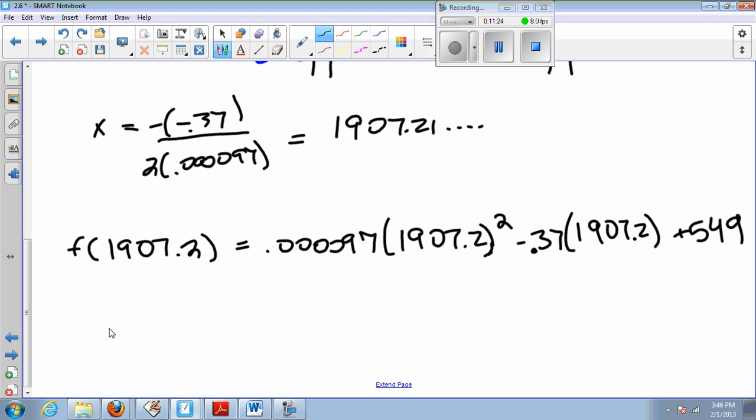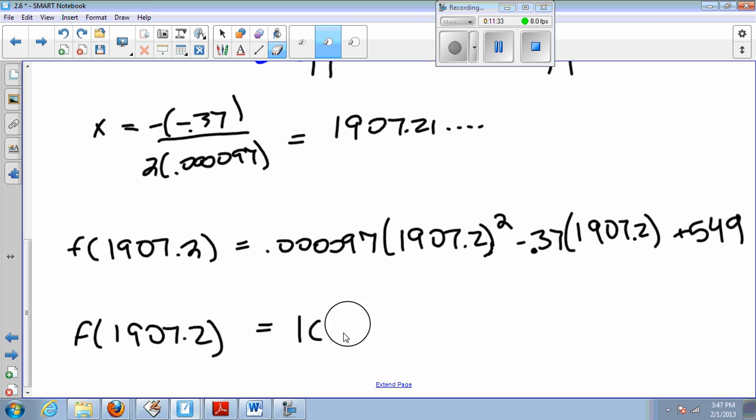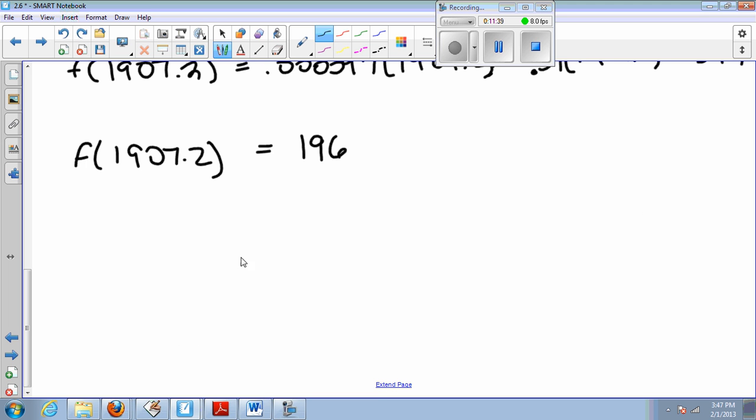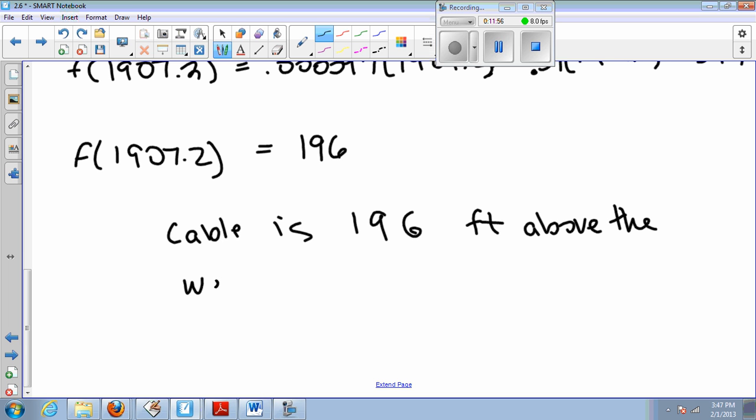Plug it in. And we get 196. So this means the bridge, the cable, is 196 feet above the water. At its lowest point, of course.